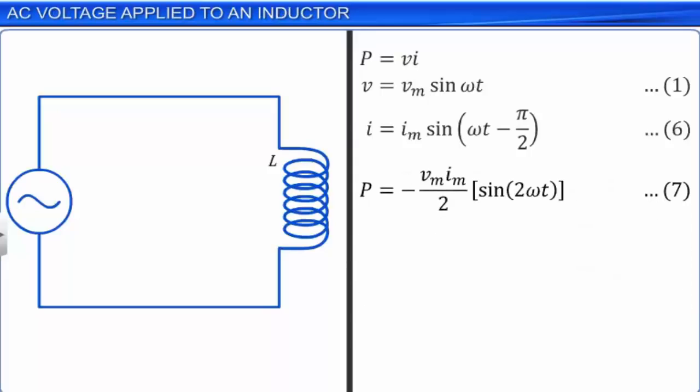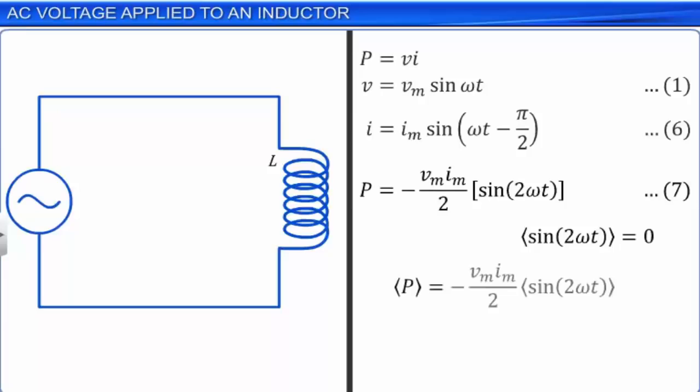As this is a time-dependent sinusoidal function, its average over one complete time period will be 0. The argument of the sine function for voltage is omega t, and for power it is twice omega t. Hence, the time period for the power function is half the time period for voltage. Since the average value of sine 2 omega t over one complete cycle is 0, the power supplied to an inductor on average in an AC circuit over one complete cycle is 0.